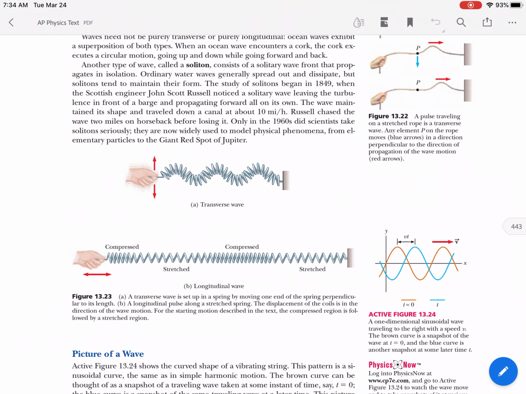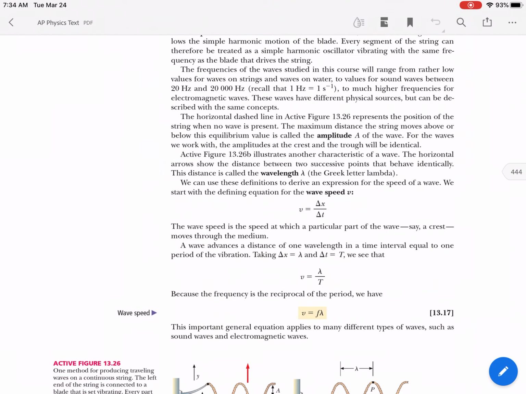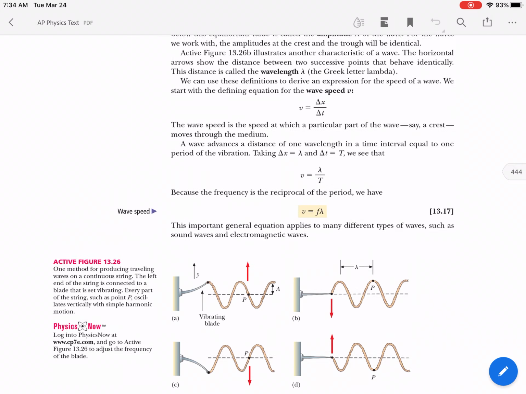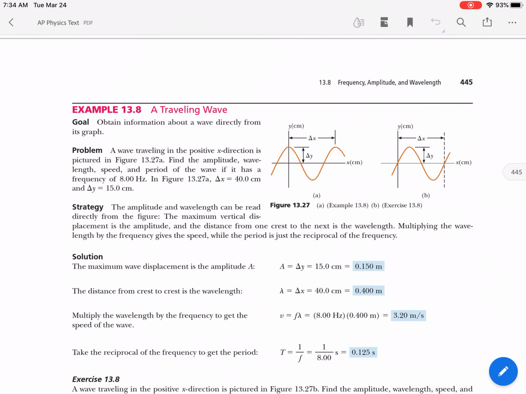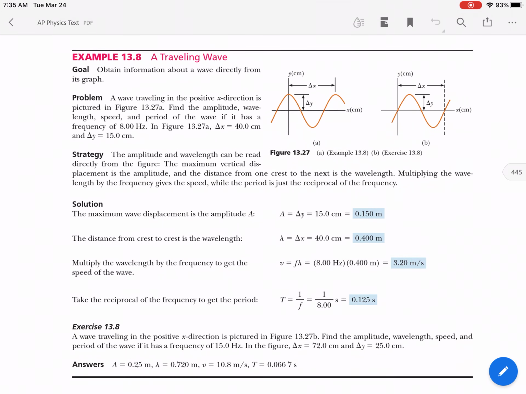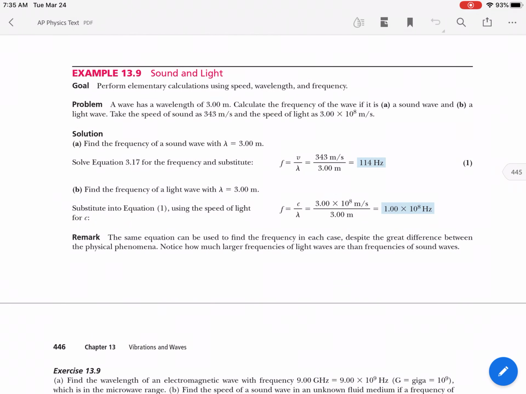Back to our textbook. And here's the part of your textbook that outlines the things I just described. If we go to page 445, you see example 13.8, a traveling wave. I'm not actually going to do this problem at this point. You guys should be able to handle this one. Go through the example. It's laid out for you, pretty straightforward. Once you've got comfortable with that, attempt exercise 13.8. And then move on. Example 13.9 on page 445.